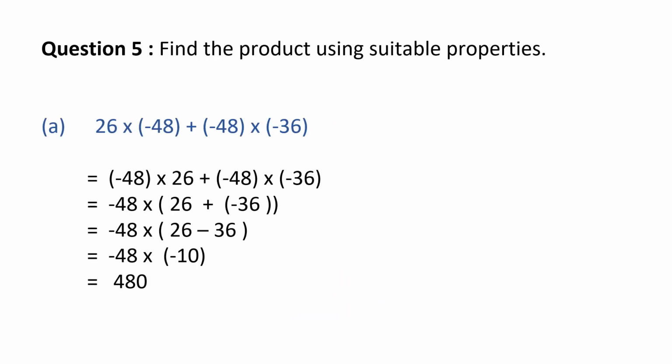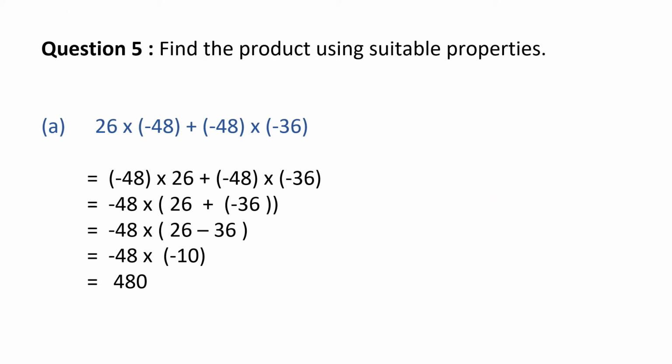In this question, we have to find the product using suitable properties. Find the product. Product means the answer, right? We have to find the answer of this using suitable properties. Now we have learned different properties: commutative property, associative property, distributive property, closure property, etc. in the previous class. So using those properties, we have to find the answer to this question.